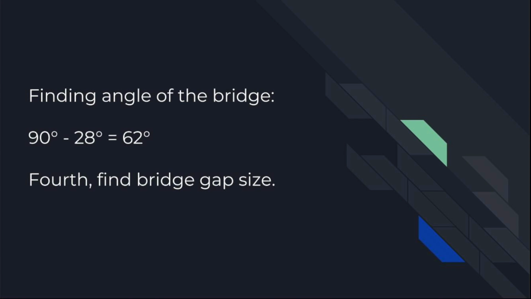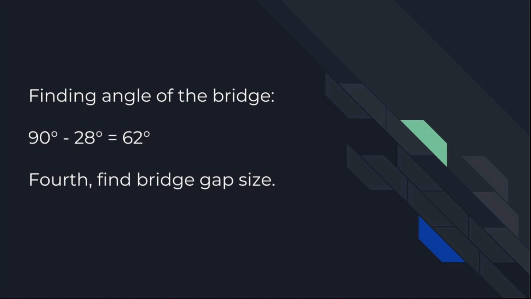So our third step is to find the angle of the bridge. We found this by using a protractor on the screen and then subtracting that number from 90 degrees to give us the angle at which the man jumped from. This angle turned out to be 62 degrees.